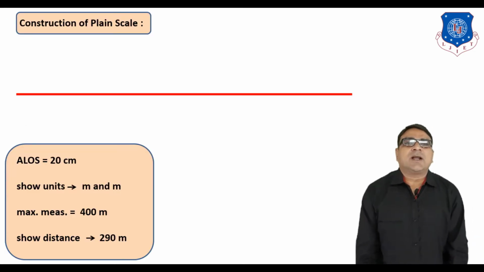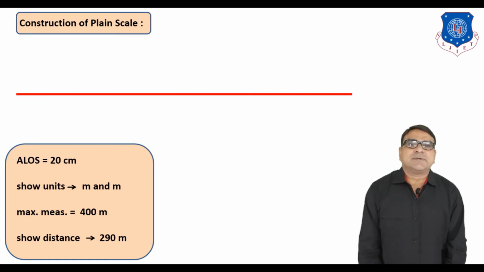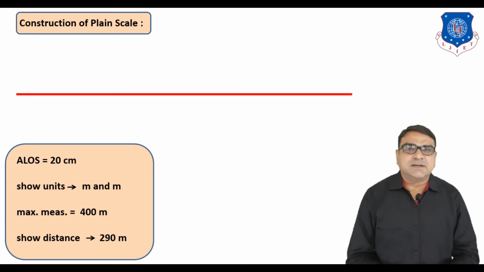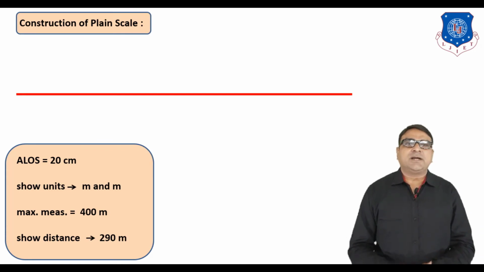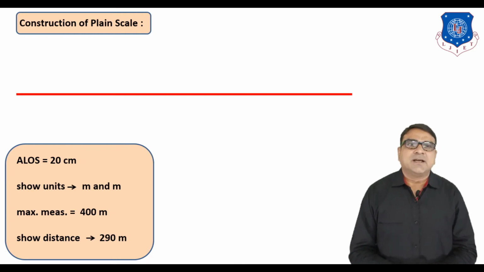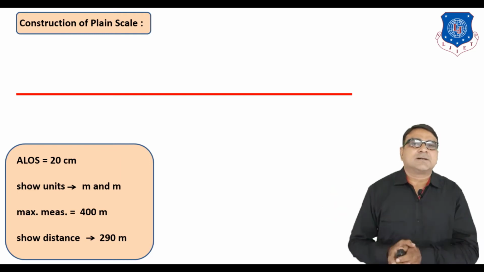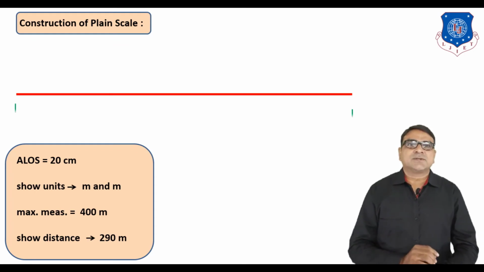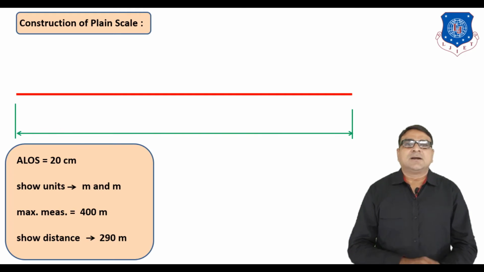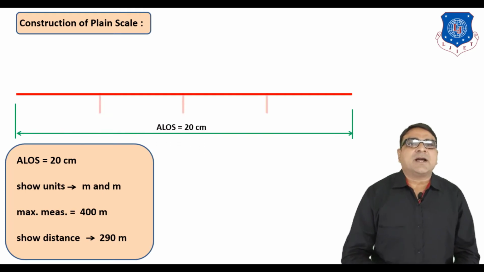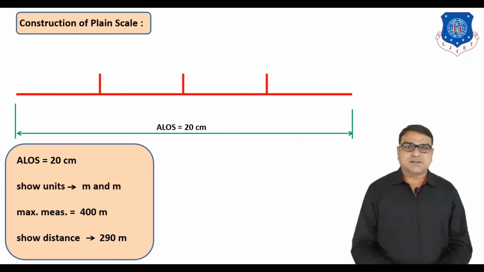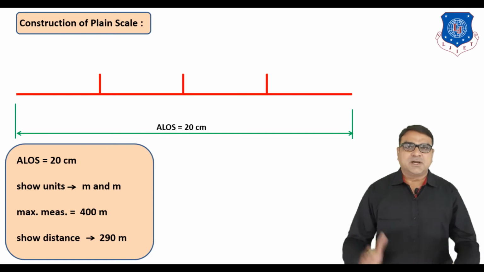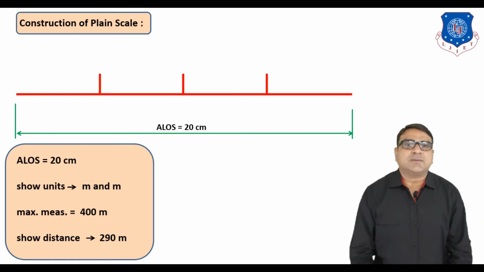Again, we have to draw one horizontal line. The length of this line must be the actual length of scale, 20 centimeter. Our maximum measurement is 400 meter, and we have to indicate only the meter unit in this plane scale, so the major part and the sub part both have the same unit, meter. So first of all, divide this 20 centimeter line into 4 equal parts, in which one part represents 100 meter, because the maximum measurement is 400 meter.